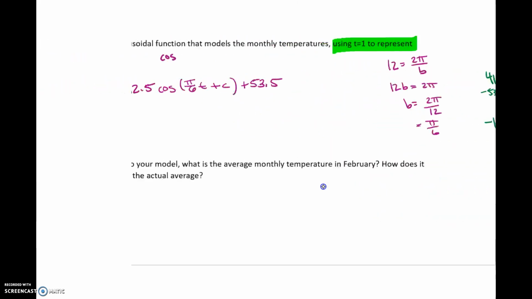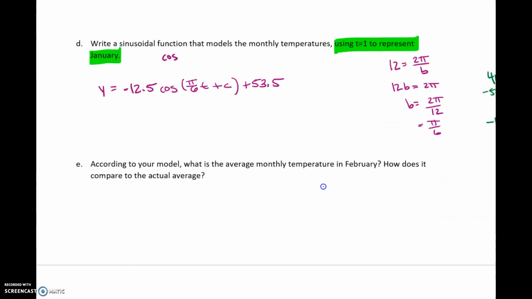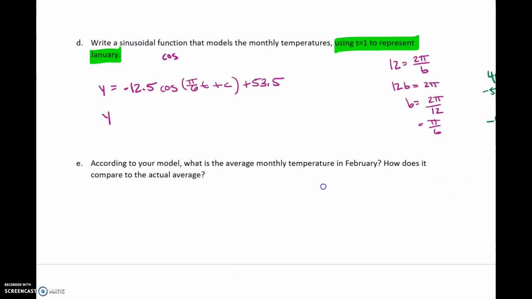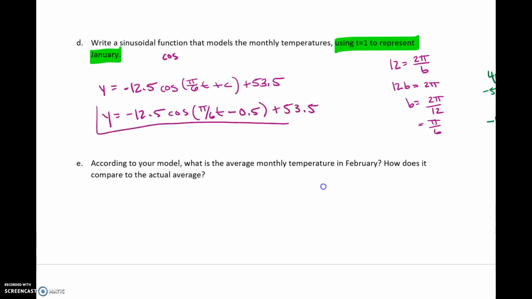So now I can go over here and plug that into my function. Your final answer would be y equals negative 12.5 cosine of pi over 6 times t. It's minus C, so it's going to be minus 0.5, plus 53.5. So this would be your final answer.